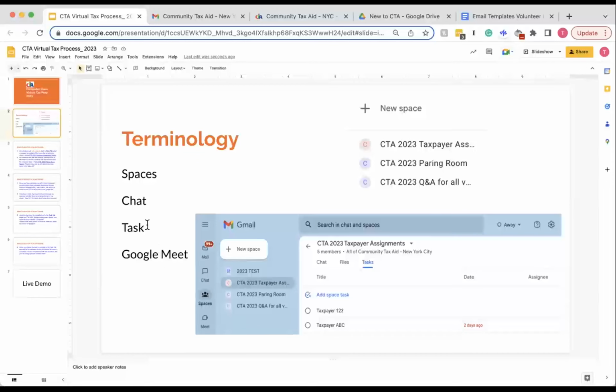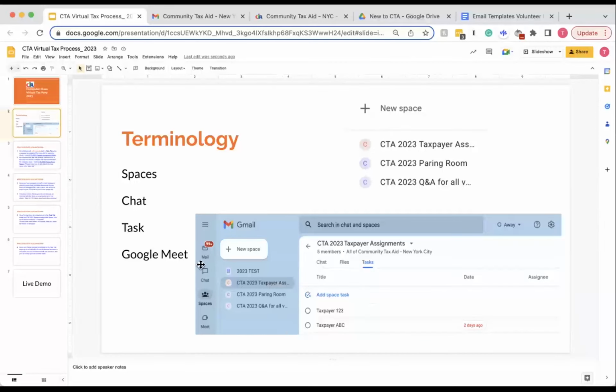The thing that you should know about is the task section. When you go into these spaces, and I'll show you this in the live demo, there are three menu bars, a menu bar on the top with three different tabs. One is the chat tab, one is the files tab, and one is the tasks tab. When you go into the assignment room, you only really want to be on the tasks tab.